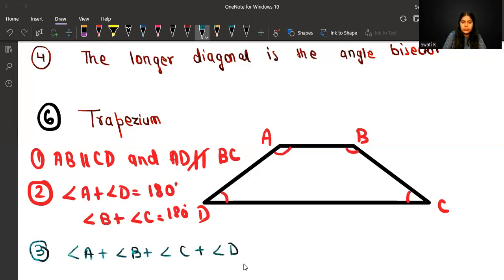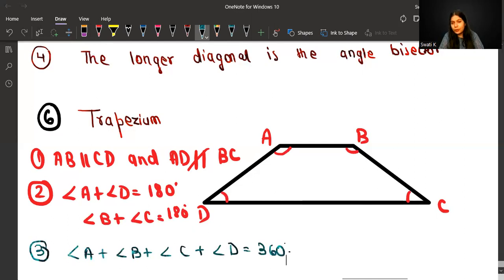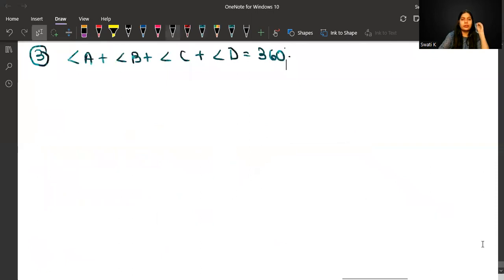So these are some common properties that I have discussed in this particular video. For the detailed properties like congruency and similarity and other things, you can just let me know. I'll make another video for that.